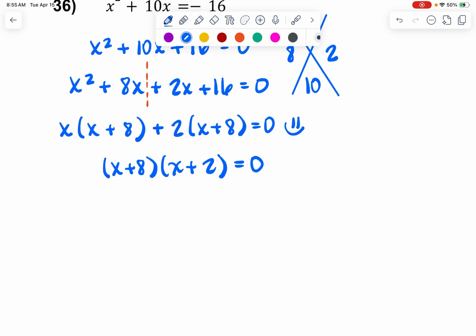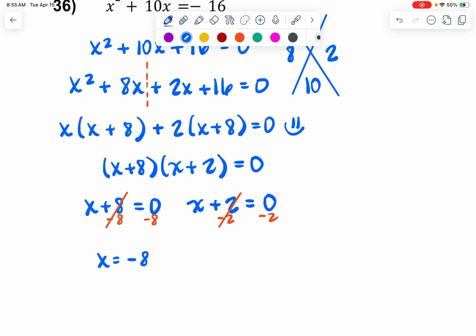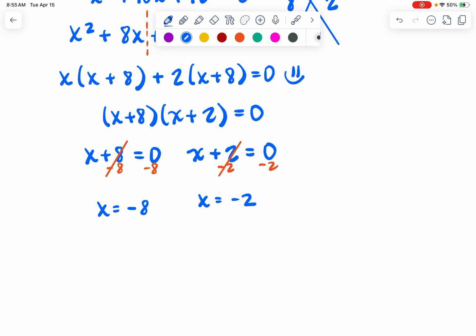Those are just factors. So to get our solutions, we set each one of those little factor equations, those linear factors, equal to 0. And then we just need to solve these little algebra equations, right, by getting the x by itself. So we're going to subtract the 8, and we're going to subtract the 2. And so that's going to give us x equals negative 8. And x equals negative 2, right? Which is going to, of course, be written as negative 8, 0 and negative 2, 0.